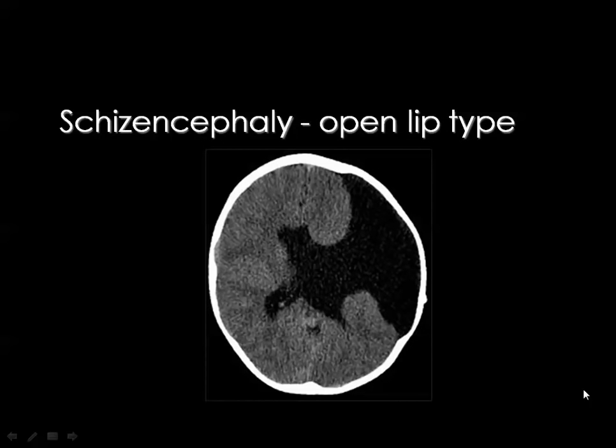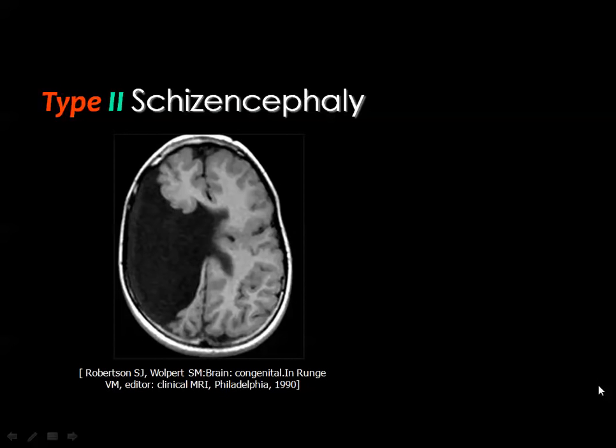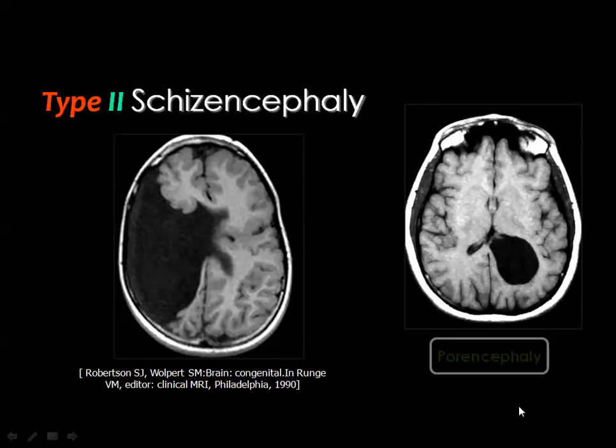tissue. This is an open lip schizencephaly, a very big defect on the surface of the brain, directly communicating to the ventricle. And this is also a type 2 schizencephaly, which is communicating with the ventricle of the open lip type. And you see the gray matter lining the fissure. This should be differentiated from the porencephaly, which is a cyst communicating with the ventricle, and this cyst is not lined by cortex, and it is not usually reaching the surface of the brain.